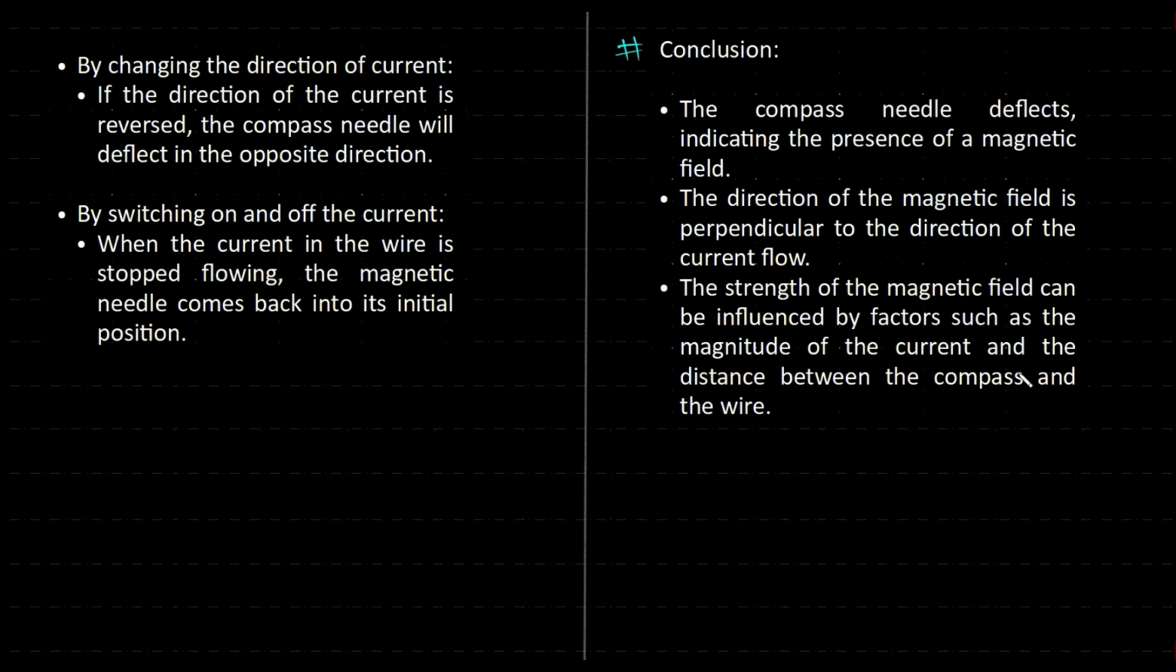Okay guys, let's not waste more time. So the conclusion: the compass needle deflects, indicating the presence of a magnetic field. The direction of the magnetic field is perpendicular to the direction of the current flow. All of this we'll observe. The strength of the magnetic field can be influenced by factors such as the magnitude of the current and the distance between the compass and the wire.